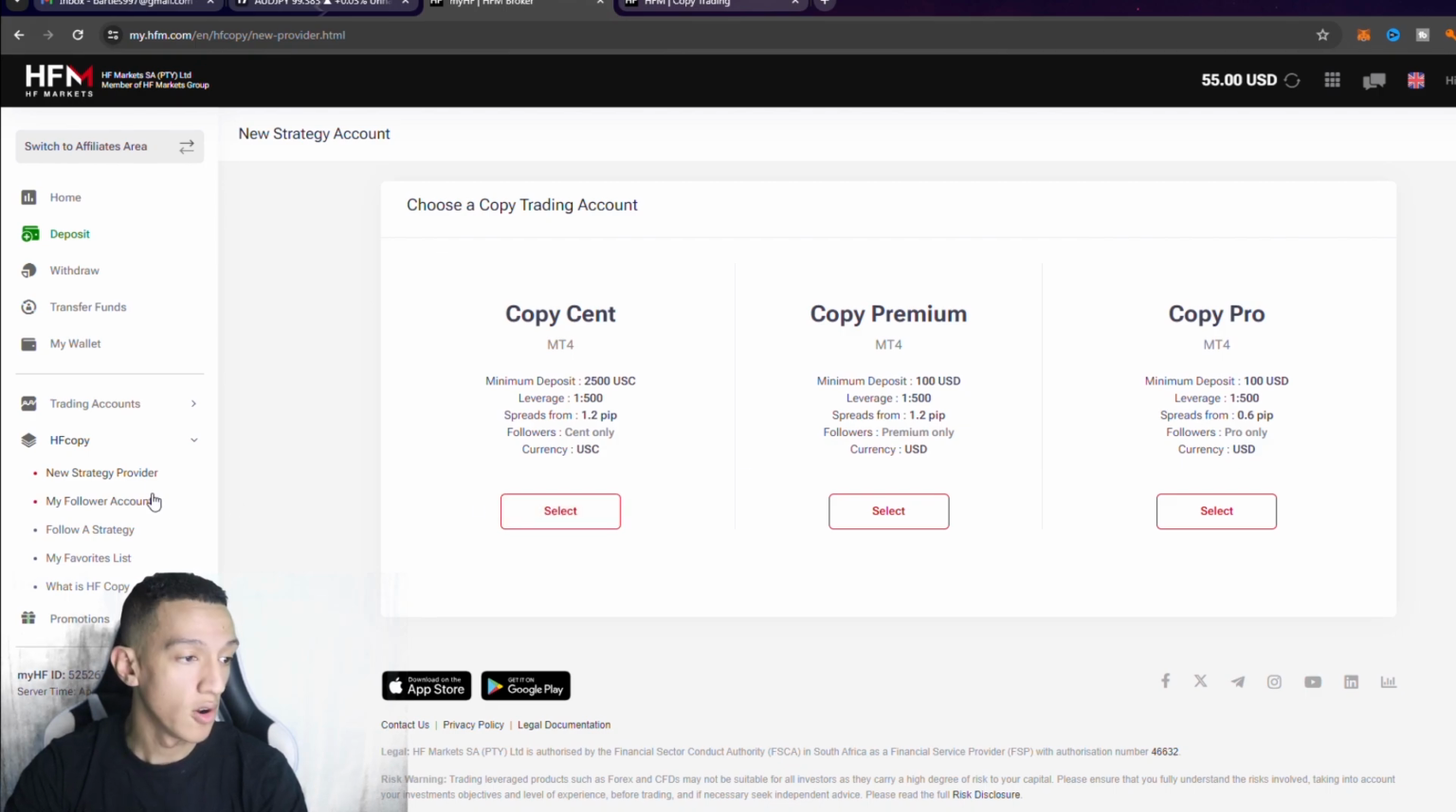If you wanted to be a follower, these are the tabs on the side. As you can see, there's HFM Copy. This will only be there if you have an account with HFM. Like I said, make an account; there are a few videos on the channel about that. You can see there's a new strategy provider, my follow accounts, follow a strategy, my favorite list, and what is HFM, which just takes you to this website. We'll not cover that. Here is my followers account, where your accounts you follow are, and this is just where you follow a strategy.